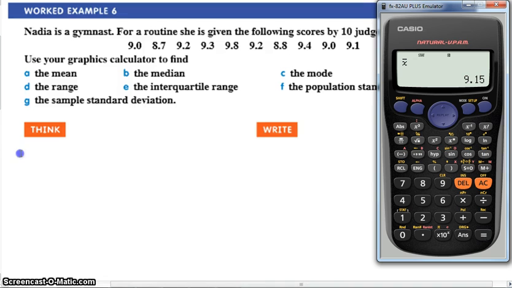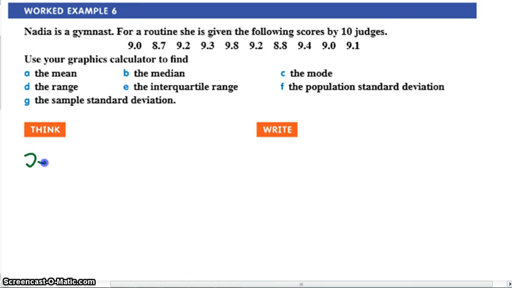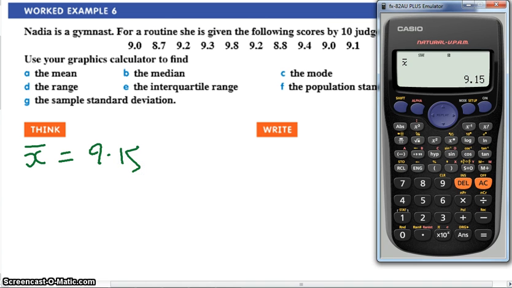So we'll go X bar equals 9.15. Cool? So that's the mean. All happy with that? Okay, you can do it manually if you want. You don't have to because you've already entered the data. That's why I said to enter the data straight away.